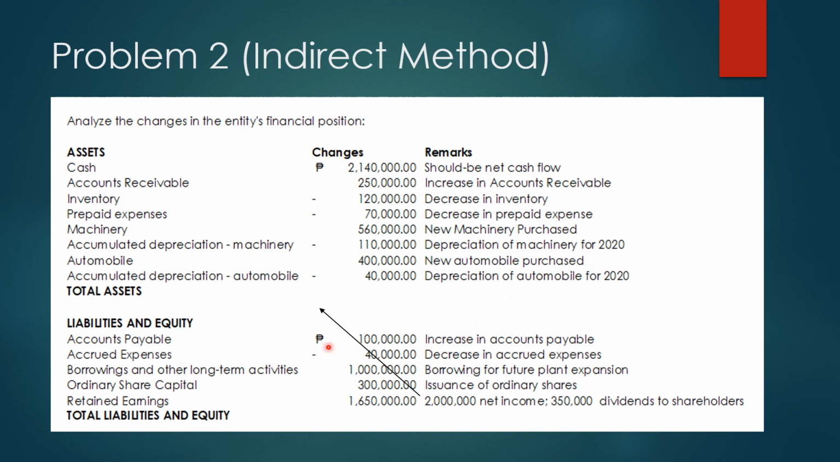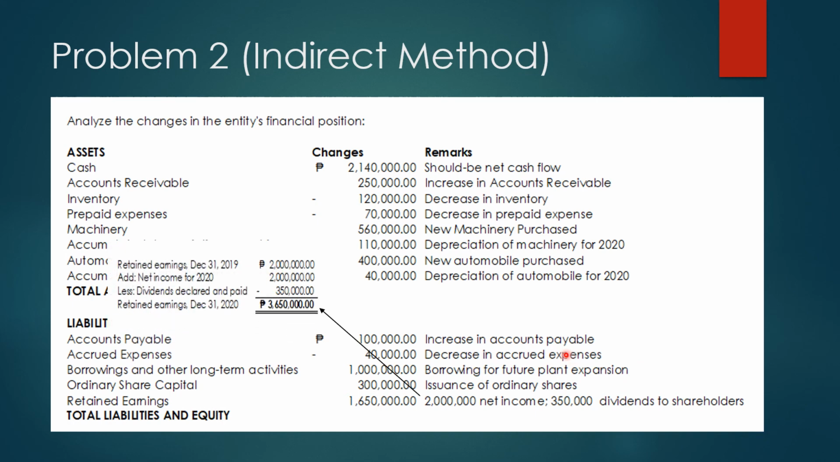And then for your accounts payable, increase in accounts payable, this is current liability. Then you have decrease in accrued expenses, this is current liability. Then borrowing for future plant expansion, again, ito yung inutang. Kaya siya tumaas. Then nag-issue ng ordinary share, and for your retained earnings, 2 million net income, 350 dividends sa shareholders. So, yung retained earnings mo ganito na itsura.